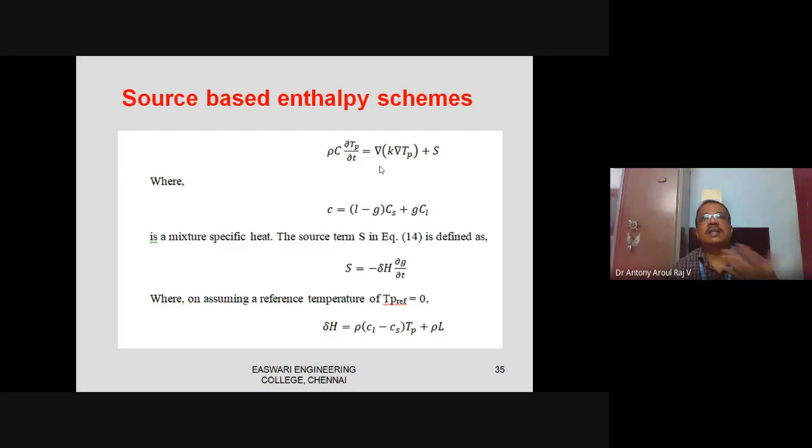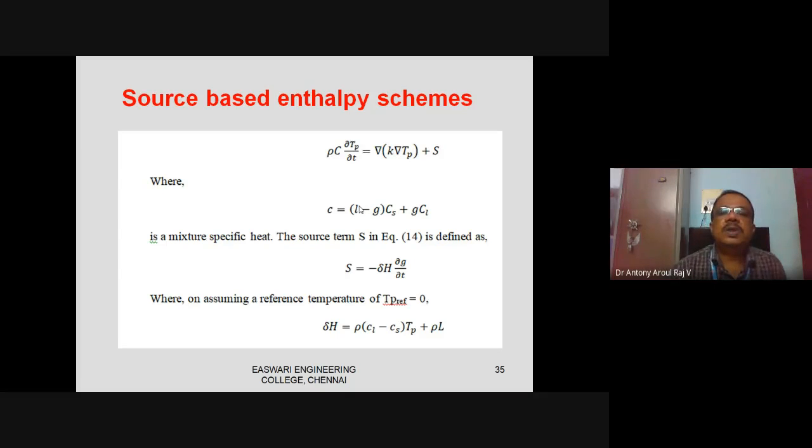Whatever you want, that is happening. In the sensible region, the rise is more, and in the latent region, the rise is smaller. How is it affected? Not by the apparent heat capacity, it is by the source term. That is why it is called source based enthalpy schemes. The source based enthalpy scheme is applied in commercial CFD solvers like ANSYS Fluent and other types of solvers.